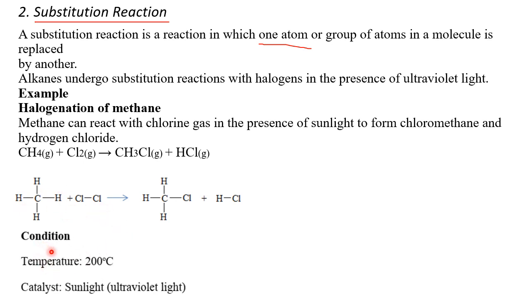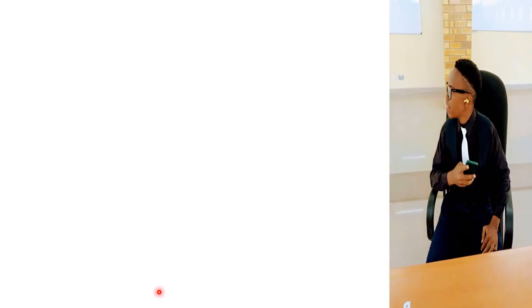Then these are the conditions. The conditions are that the temperature should be at 200 degrees Celsius, and the catalyst is simply sunlight, which is ultraviolet light. Okay, so thank you very much.